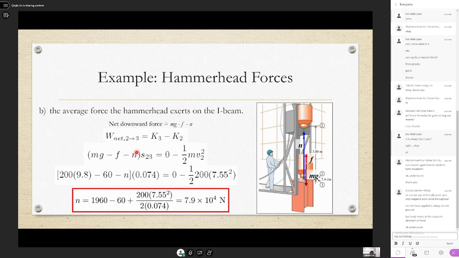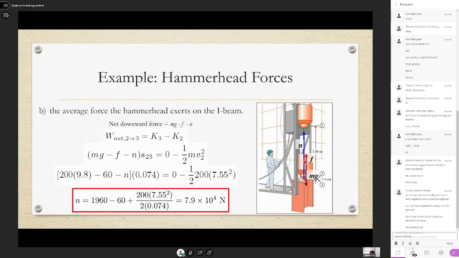Okay, which you will go and solve. Just a simple equation. Go and solve for n. You'll find that the value of n is 7.9 times 10 to the power 4 N. So this is the average force the hammerhead exerts on. Actually, whatever you calculated here is the force the I-beam exerts on the hammerhead.